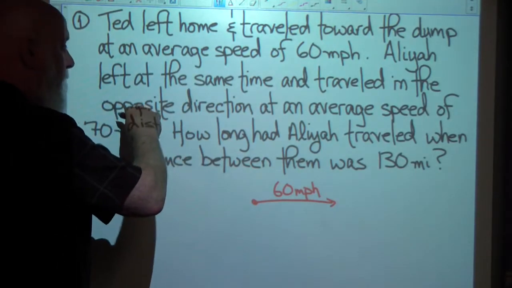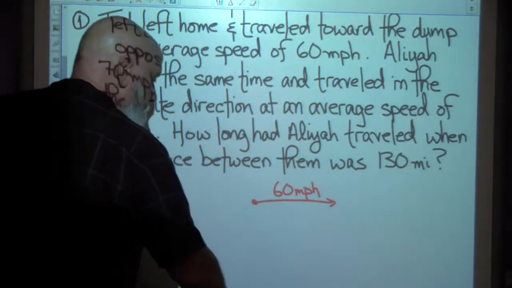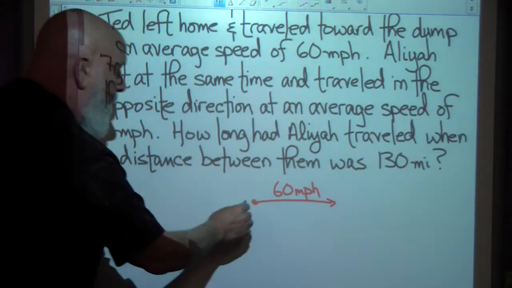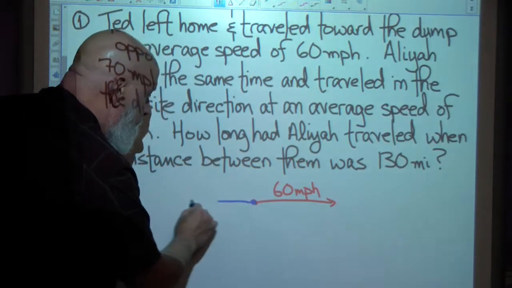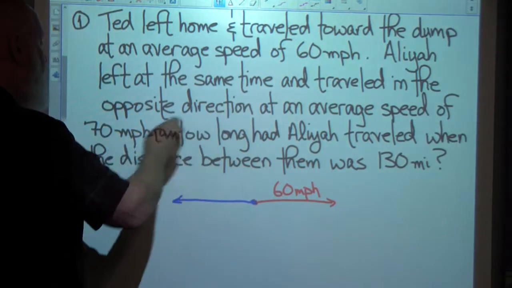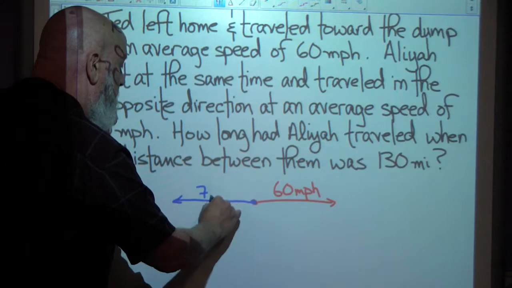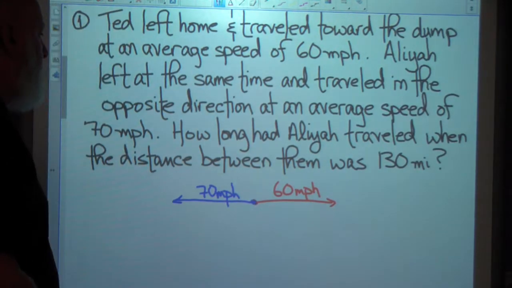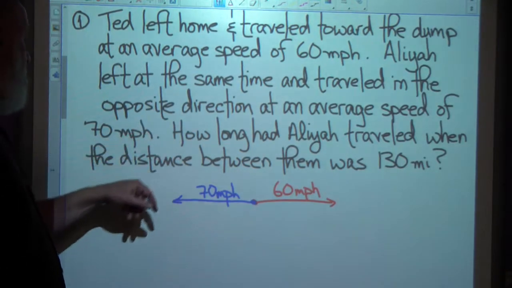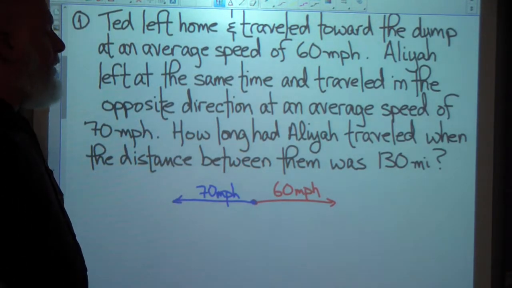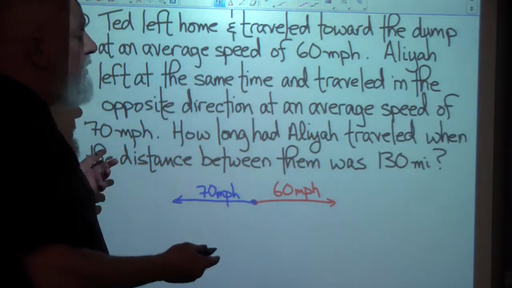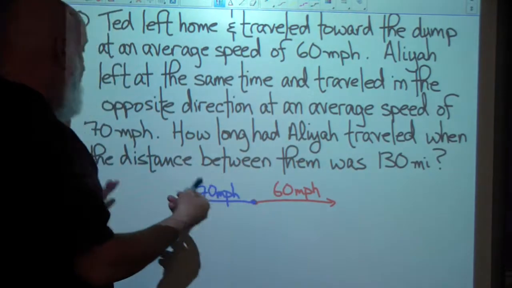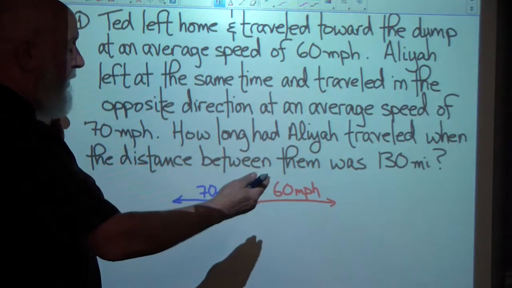And it says Aaliyah left at the same time. That's important. And traveled in the opposite direction. So she went this direction at an average speed of 70 miles an hour. How long had Aaliyah traveled when the distance between them was 130 miles? Well, when that distance reaches 130 miles, they'll both have traveled the same amount of time because they left at the same time.